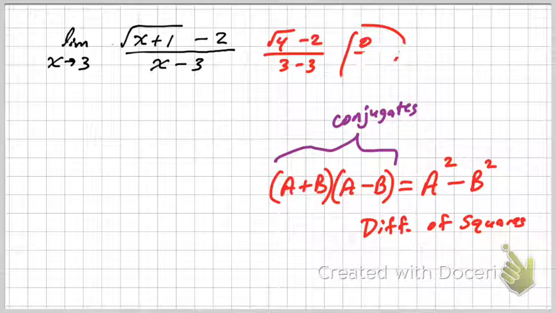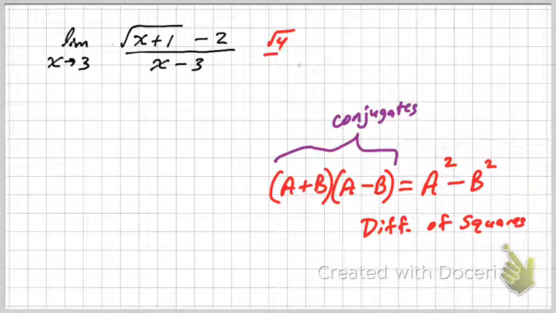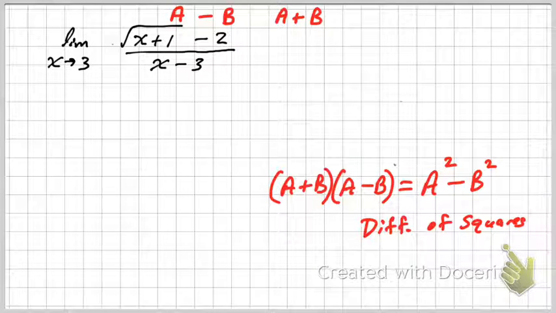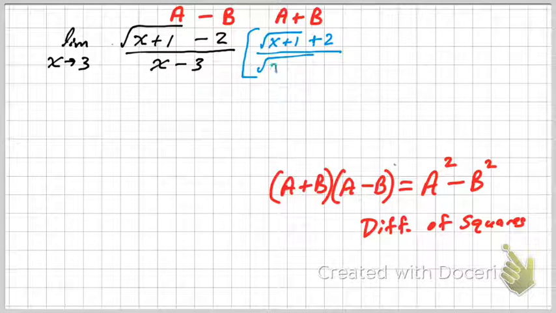Now you're going to fight this a little bit, try to pay attention, see if this makes sense. What do I have in the numerator? I have a minus b. What's the conjugate of a minus b? A plus b. Again, please watch this to the best of your ability. So, I need to multiply this by the conjugate, which is the square root of x plus 1 plus 2. The only thing that changes is the middle sign.